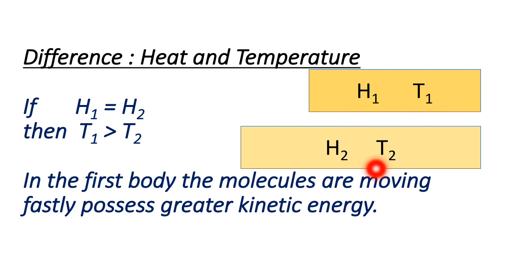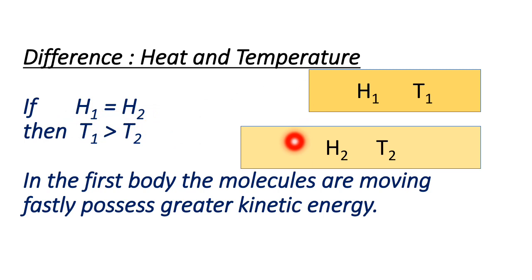So suppose we are considering that H1 and H2 are the same, that means both bodies have the same quantity of heat, the same amount of heat, but their temperatures are different. We are considering only that the heat of those two bodies is the same, like here as I have written H1 is equal to H2, that means those two have the same heat.